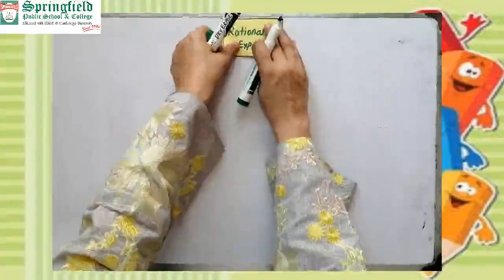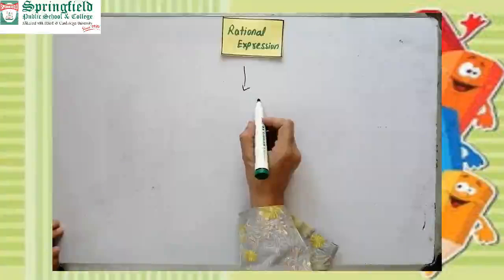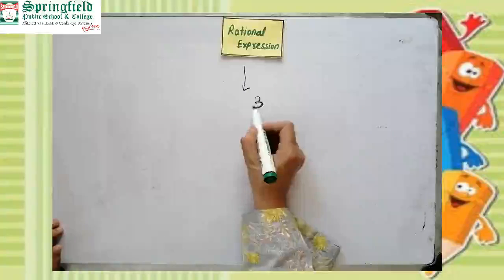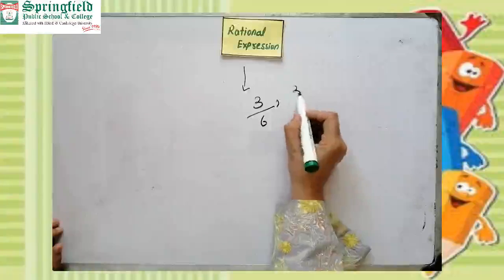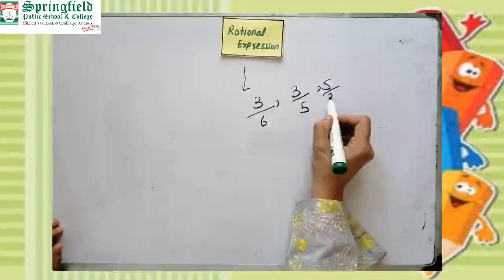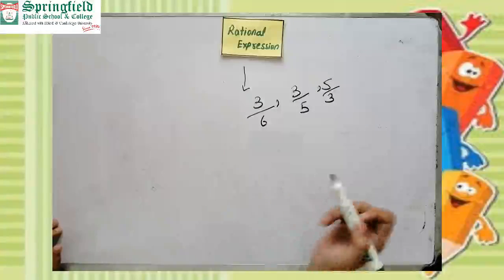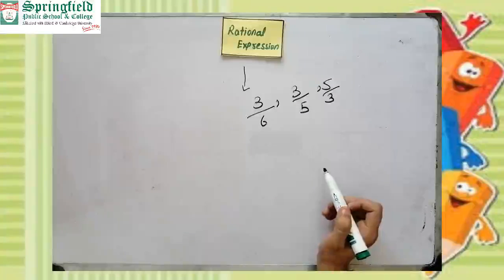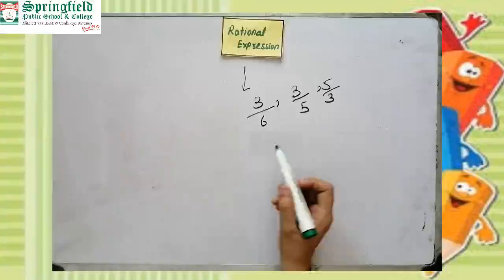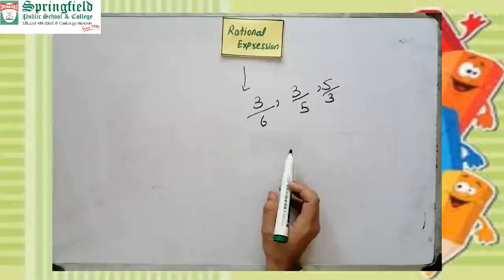Rational expression. As we already learned about the rational number. Do you remember? A number in p by q form is called a rational number, just like 3 by 6 or 3 by 5 or 5 by 3. So these types of numbers are in p by q form, or you can simply say fraction numbers are called rational numbers. They give a terminating answer, not a non-repeating answer.